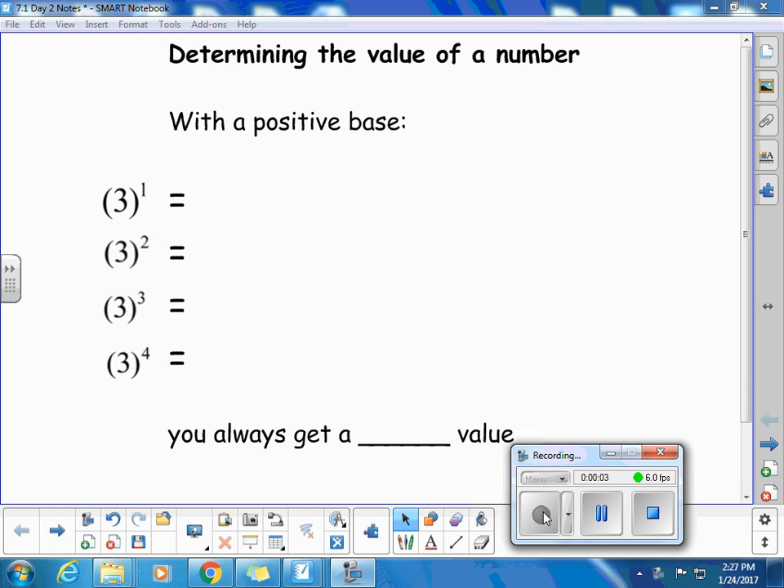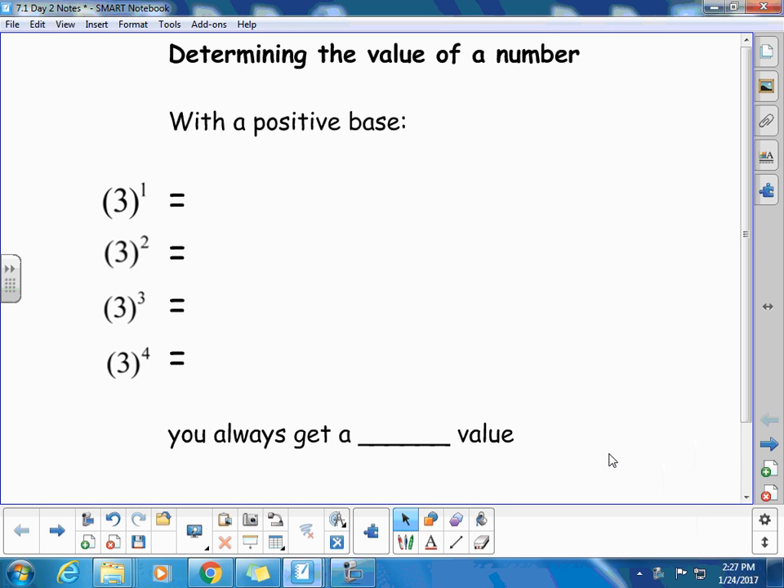All right, 7-1, day 2. Determining the value of a number with a positive base. So we have done this a little bit.